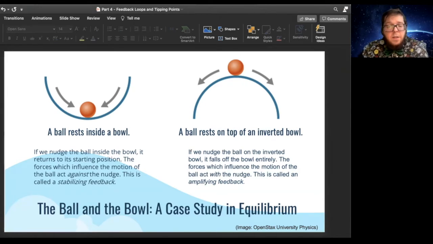Over here, if I nudge the ball on the inverted bowl, it falls off the bowl entirely. The forces which influence the motion of the ball act with the nudge. And so this is called an amplifying feedback. Whatever your nudge is, the natural forces in play are going to amplify that effect and make it bigger and bigger. So this is an amplifying feedback. And we're going to look at multiple examples of feedback in Earth's climate and decide whether they are amplifying or stabilizing.